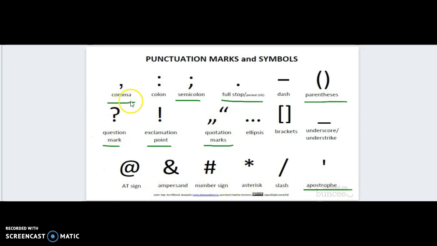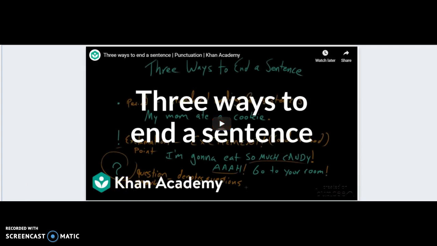However, what we're going to work with is the comma, the semicolon, the full stop or period, parentheses, question mark, exclamation mark, quotation marks, and apostrophe. We won't do them all in this particular tutorial, but we will do at least the major ones, okay? So first of all, let's talk about the 3 ways to end a sentence. And as usual, a good person to learn from is Dave at Khan Academy.